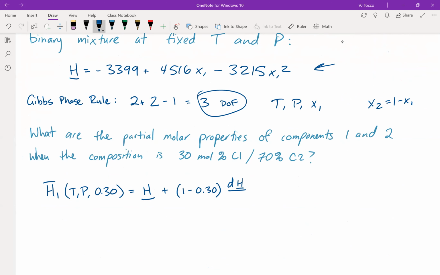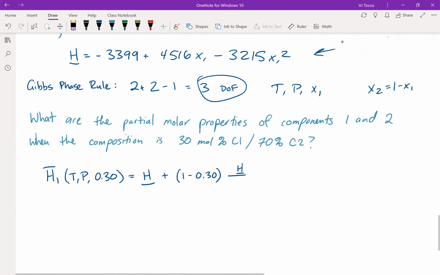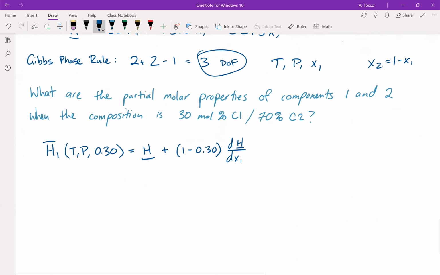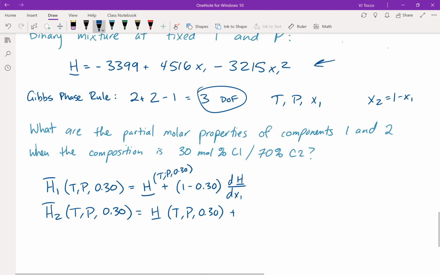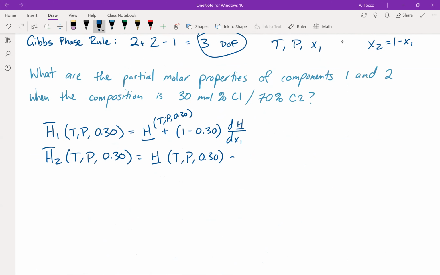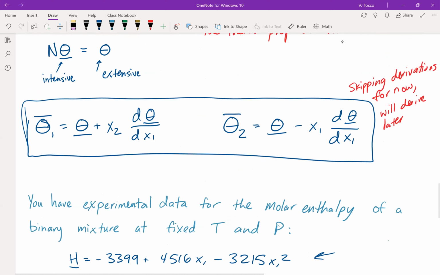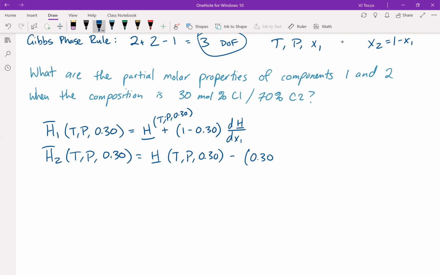Oops, partial derivative, right? No, total derivative, dH dx1. All right, and similarly, the partial molar property for component 2 at the same T, P, and x1. Even though it's the partial molar property of component 2, it's still a function of component 1, so I should also put in parentheses T, P, and x1 there. So it's H at T, P, x1, minus 0.30. It's not 1 minus because it's x1, not x2, times dH dx1. I have that right? Yes.